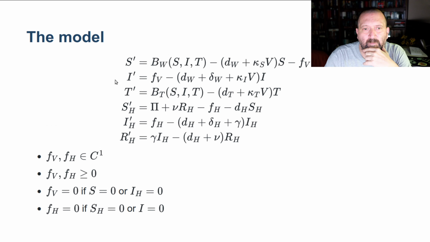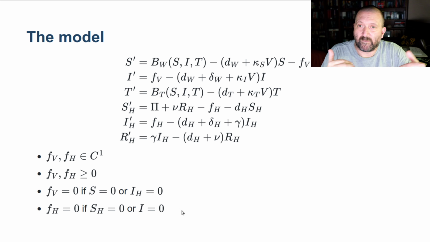So this is the population of mosquitoes, vectors. So the S and I being the wild type and the T being the transgenic. And this is the population for the dynamics for humans or hosts. We assume that the force of incidence functions are C1 and they're non-negative and they're zero whenever one of the components is zero.